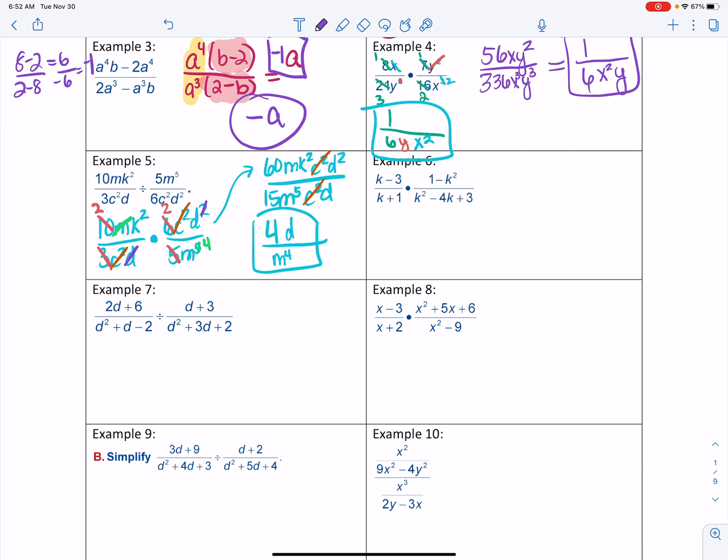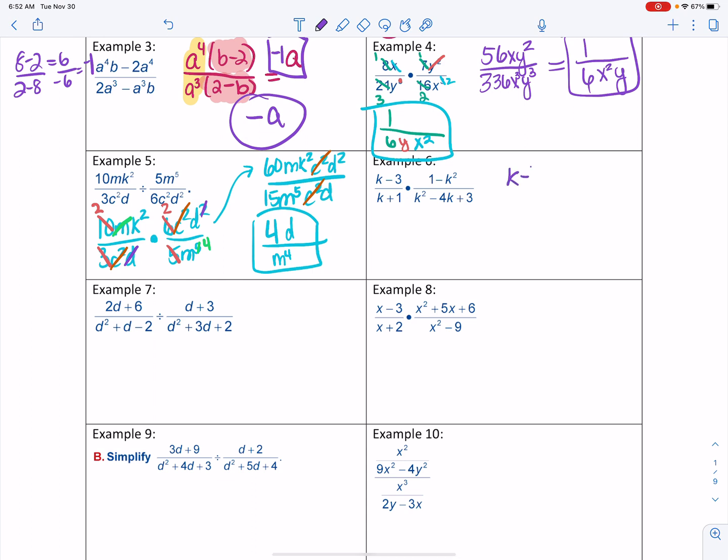So I get the same answer by canceling and then multiplying, but that's sloppy. So you've got to be good with organization to be able to do it the way that I just showed. Okay? So if I look at the next one, you cannot do this problem until you factor.